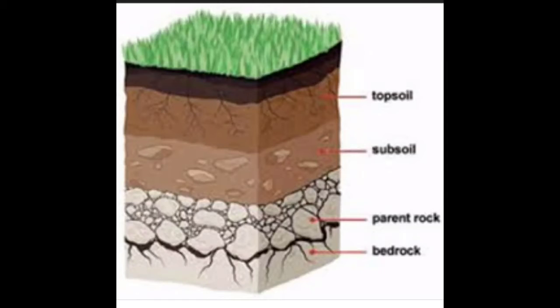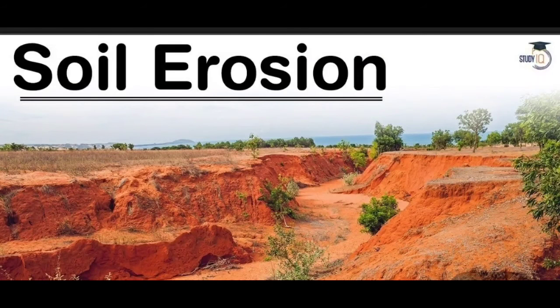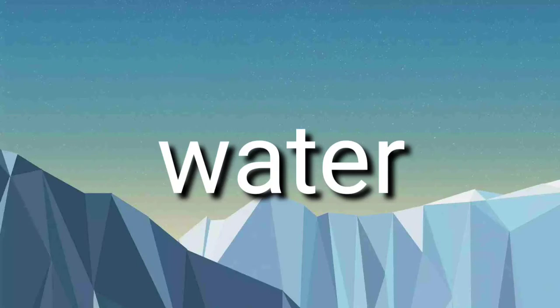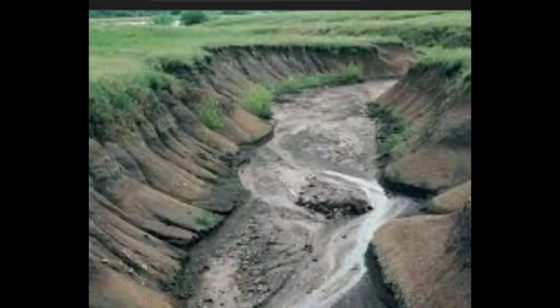Very often, soil erosion takes place. What is soil erosion? Soil erosion means the removal of the fertile soil, that is the topmost soil, by forces like wind and water. What are the causes of soil erosion? One of the causes of soil erosion is water. When water flows fast, it carries fertile soil along with it.